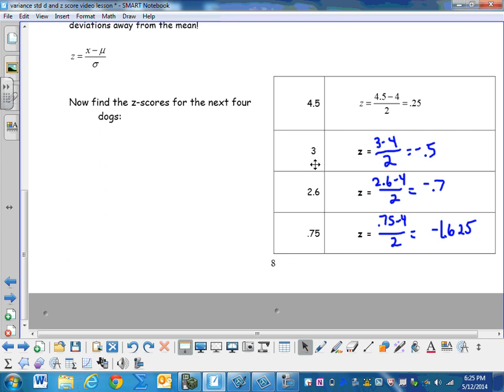So the first one, for an age of 3, he's a negative 0.5 z-score. 2.6 has a negative 0.7 z-score. 0.75 has a negative 1.625. These are all negative z-scores because the mean is 4 and all these numbers are less than 4.